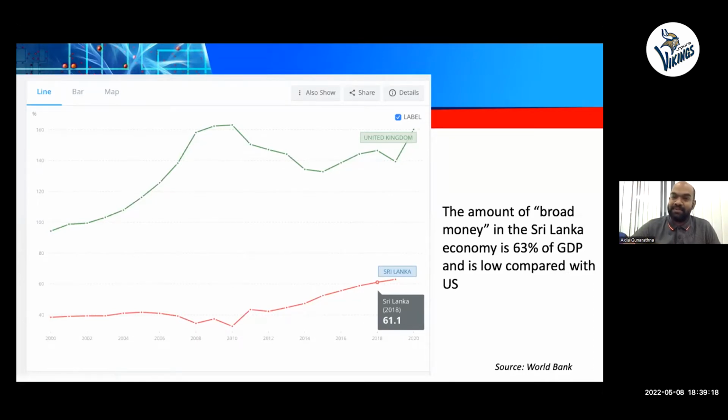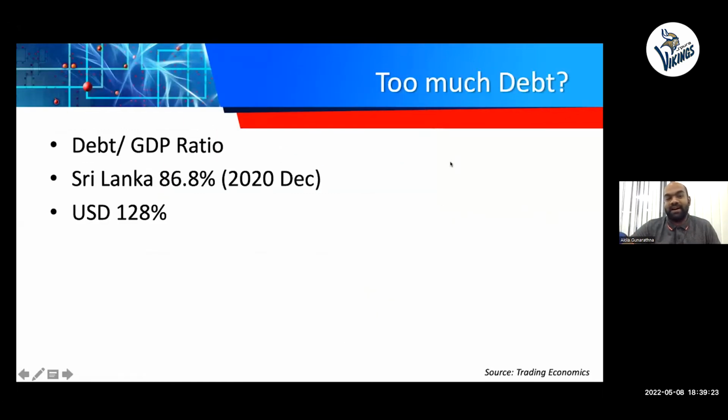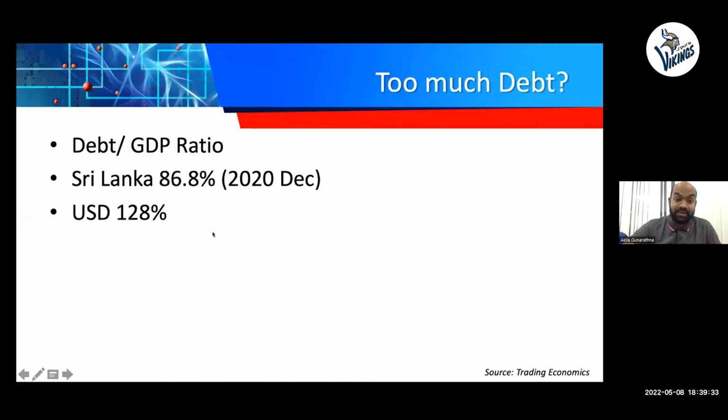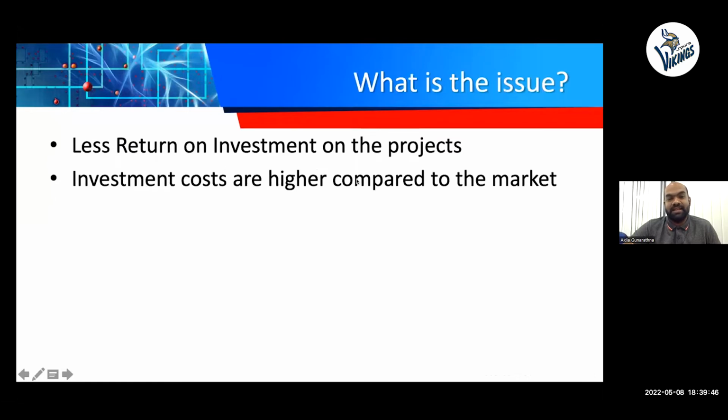That is the problem. The problem is not the borrowing, but how we utilize it. So debt to GDP ratio, Sri Lanka, in 2020, around 86%, USD 120 plus. So it's not about the debt, but how we use the debt. So less return on investment on the projects.